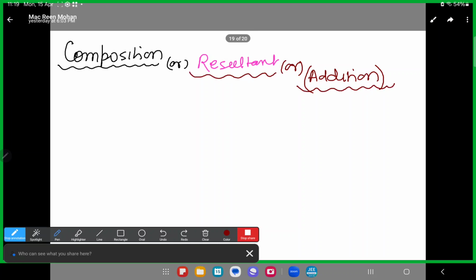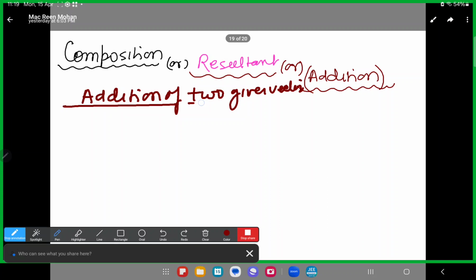Fine. So here our purpose is addition of two given vectors. Fine, addition of two given vectors.